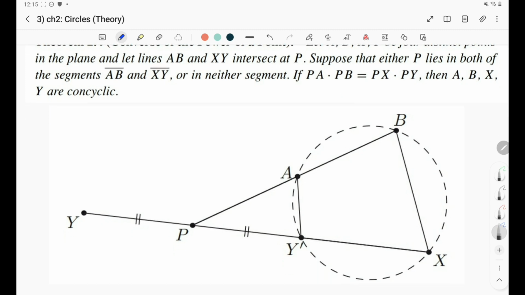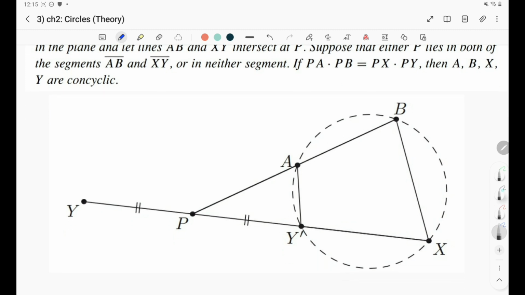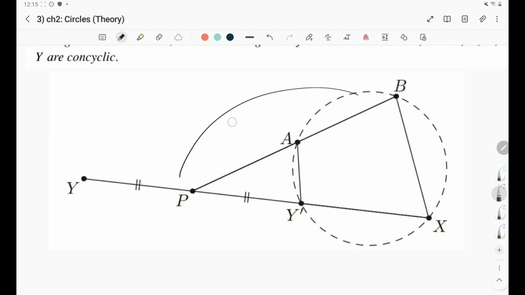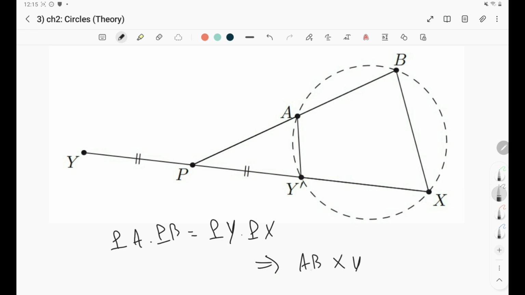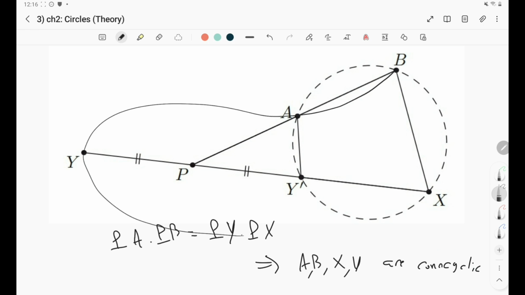Well, because we have this naughty case. Look at it. For example, right now, notice something. We know that PA times PB is equal to PY prime times PX, right? But we also know that if we define Y to be the reflection of Y prime over P, these two are equal. So now we can also say that PA times PB is equal to PY times PX. Does this mean that A, B, X, Y are concyclic? What do you think? Well, clearly not, right? So what's the problem here?